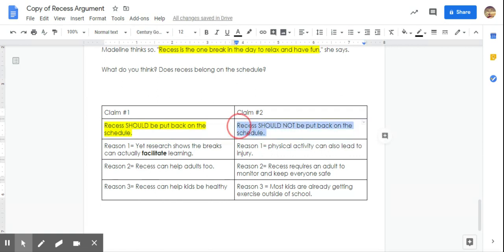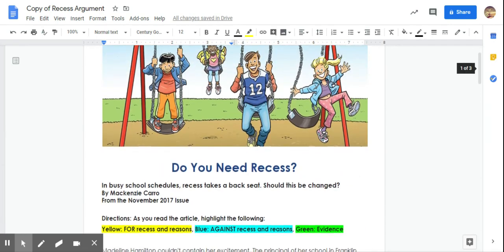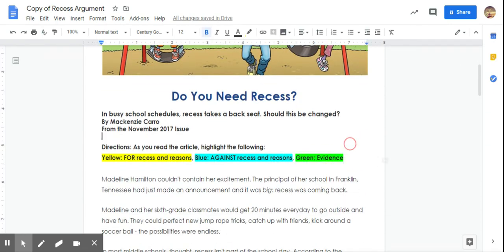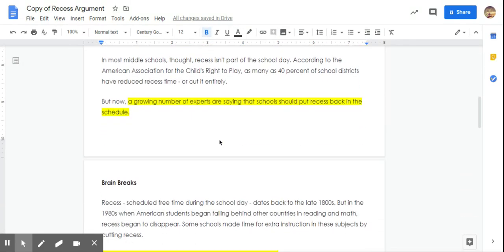So we've got our one side here, recess should be put back on the schedule, and then recess should not. And then we've got 3 reasons for each side. What we are going to do tomorrow is go back and do this green part where we're looking for evidence, explanation, and examples to back up our sides before we can decide which side of the argument is stronger.